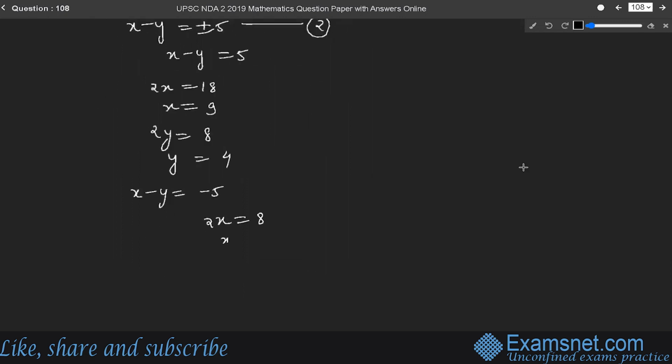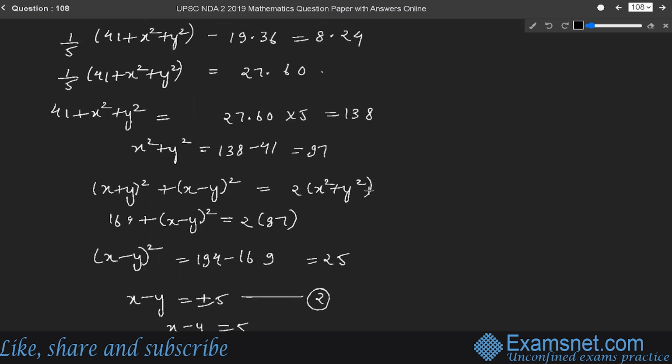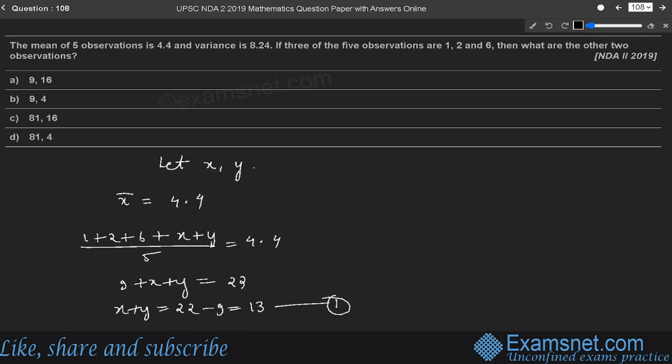we can say that x will be equal to 4. And if 2y is equal to 18, then y will be equal to 9. Hence, the remaining two observations are 9 and 4 or 4 and 9. Therefore, we can say that the correct option for this question is option number B here, which is 9 and 4. I hope this question is clear to you.